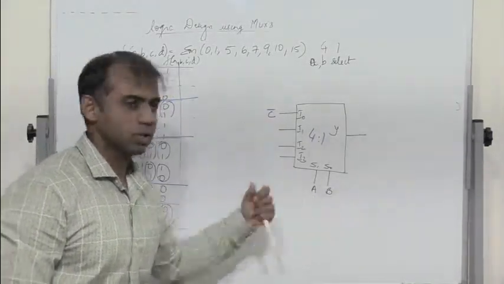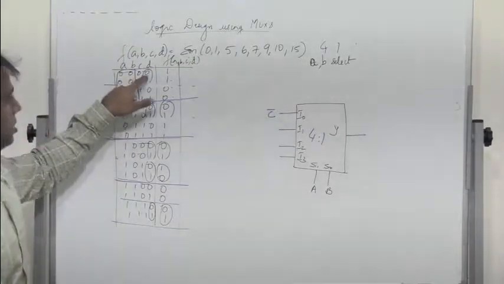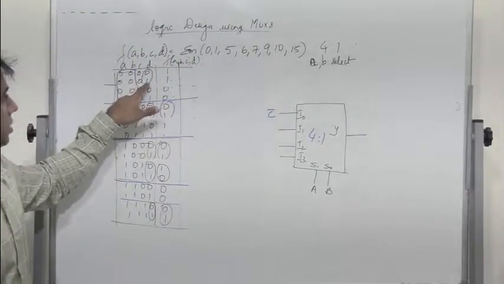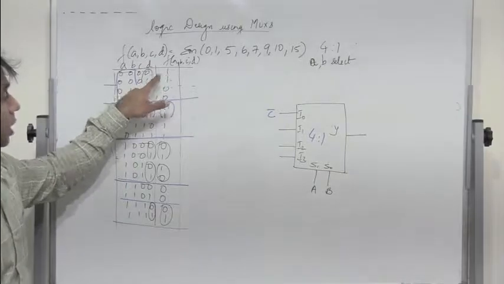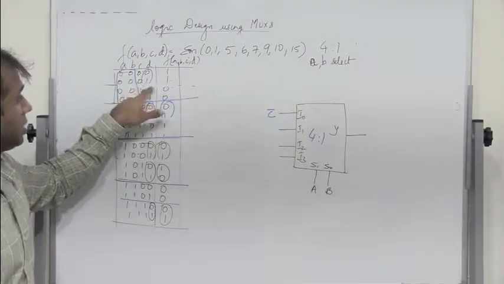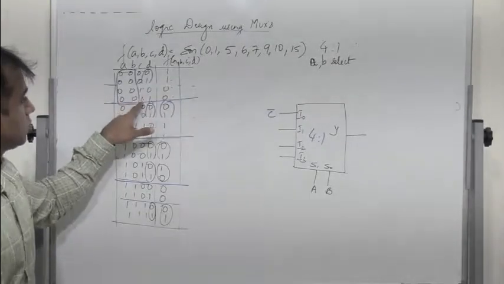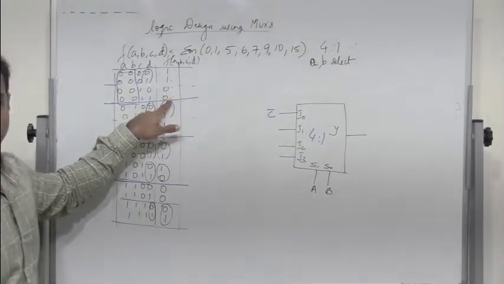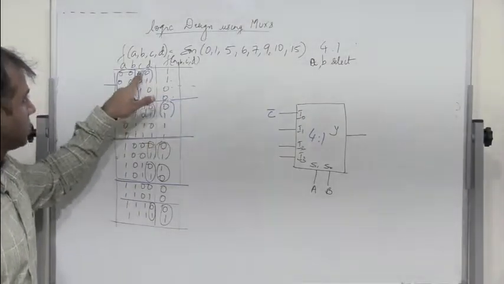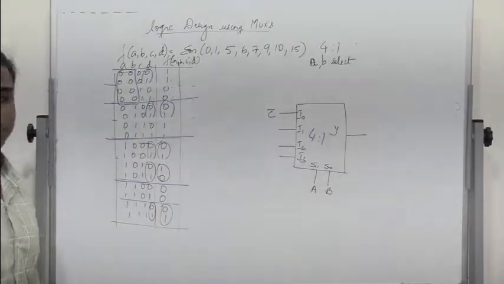So when AB is 0, when CD is 0, 0, I get 1. When CD is 0, 1, I get 1. When CD is 1, 0, you get 0. When CD is 1, 1, you get 0 here. So the output we get is the complement of C.